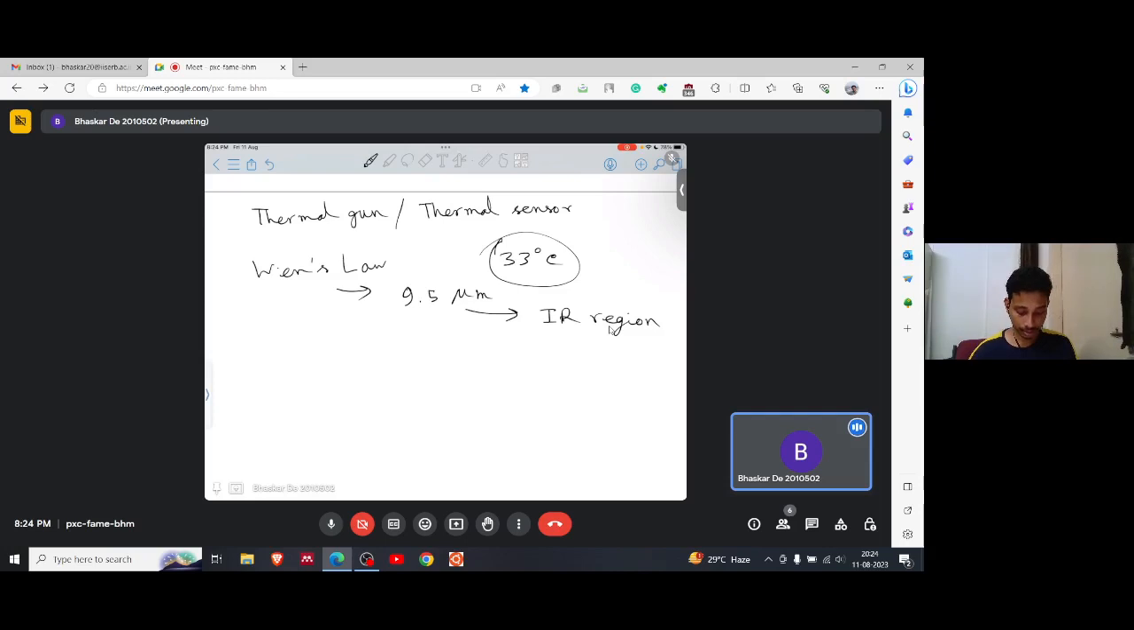But you can see that when you use the thermal gun, a laser is pointing towards our forehead or our chin or somewhere like that. That laser has nothing to do with the temperature sensing, because the temperature sensing is working in the IR region. That laser is just pointing towards the point where the temperature is being measured, but the mechanism is solely based on Wien's law that comes from Planck's law.